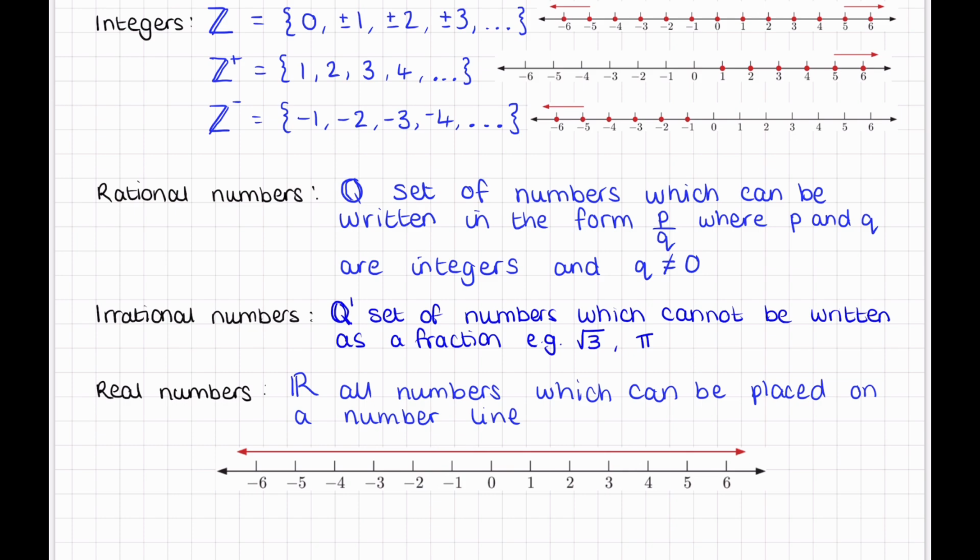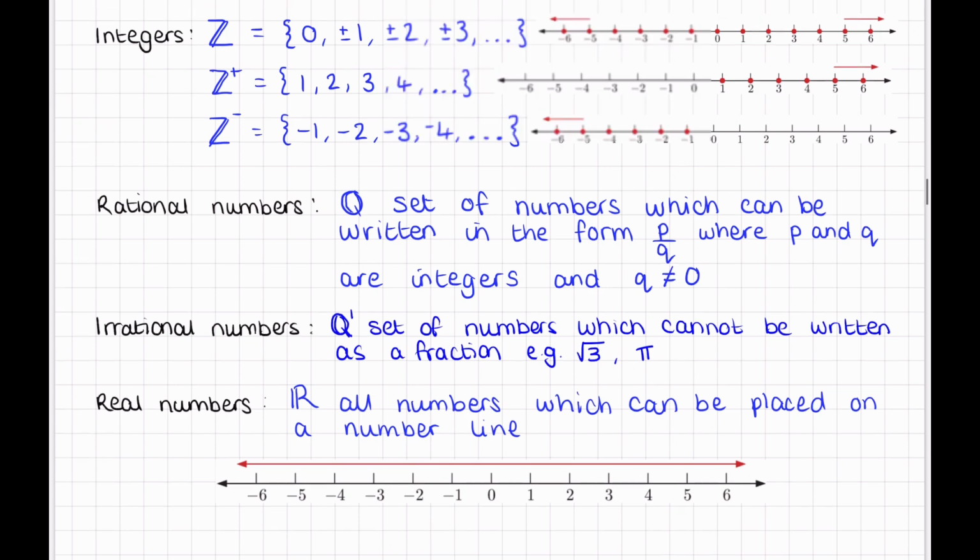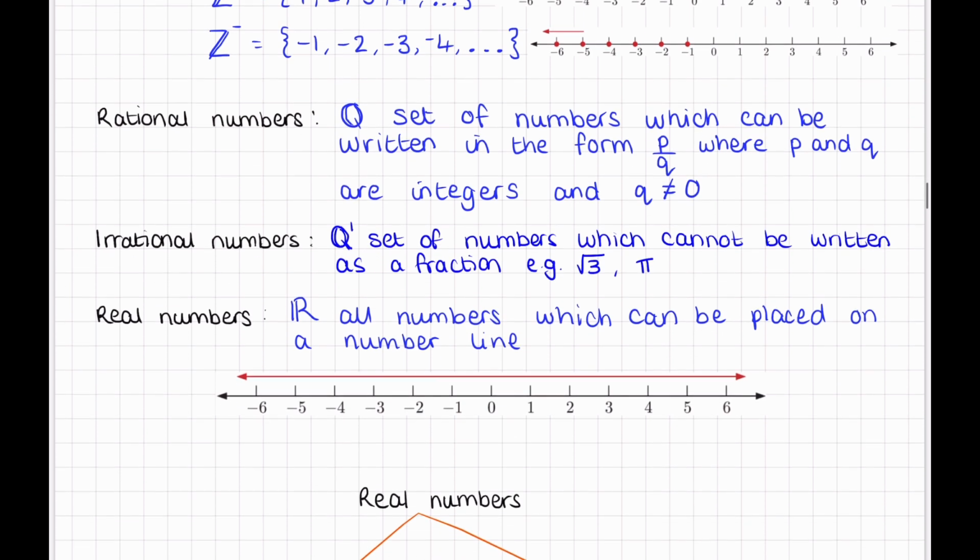And lastly, we have real numbers, which is the capital R, and it is all numbers which can be placed on a number line. So if we can put the number on the number line, it is real, and that's why we represent that. You see that number line there? It is just an arrow above the number line. There's no dots on the number line because it includes everything. So 0.25 can be included, pi can be included, because it can all be placed on a number line.